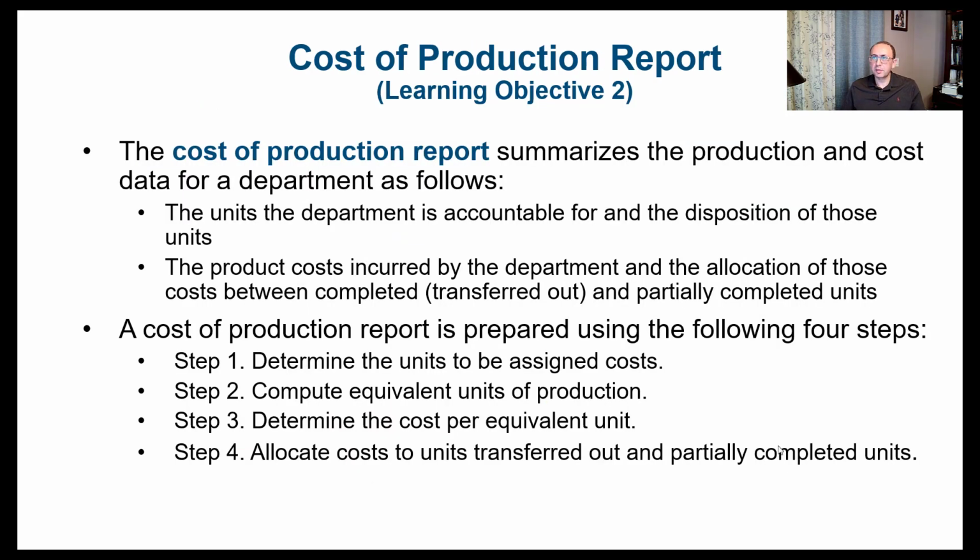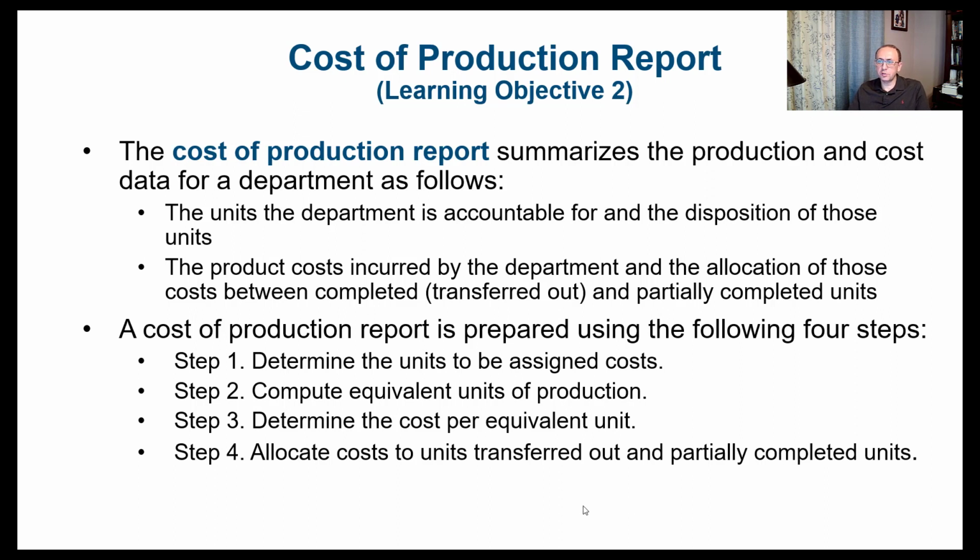So let's talk about the cost of production report. This is important because we want to know how much is the cost we incurred for the production by department. So the cost of production report summarizes the production and cost data for a department as follows. We have the units the department is accountable for and the disposition of those units, and then the product cost incurred by the departments and the allocation of those costs between completed, or what we call transferred out, and partially completed units. So two things we have to keep in mind. We have number of units and we have the cost. And these costs would also include the partially completed units.